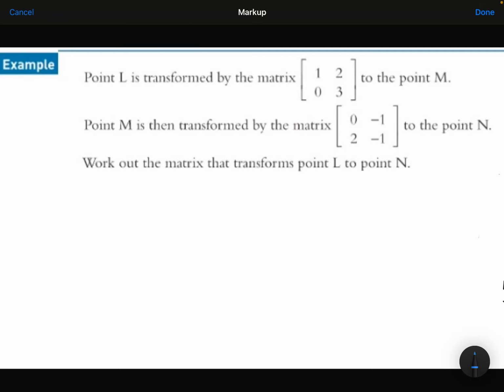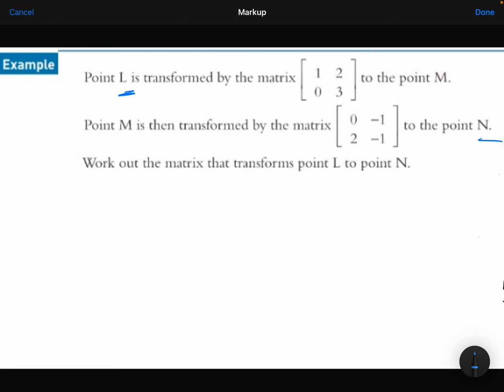This video is about combining different transformations together using matrices. This example says that a point L is transformed by the matrix 1, 2, 0, 3 to a different point M. Point M is then transformed by the matrix 0, minus 1, 2, minus 1 to the point N. Work out the matrix that transforms point L to point N.